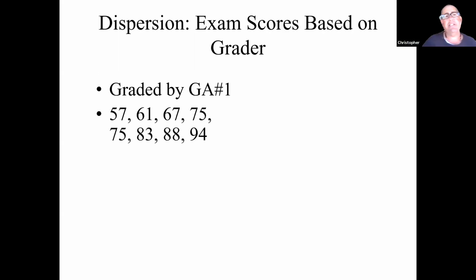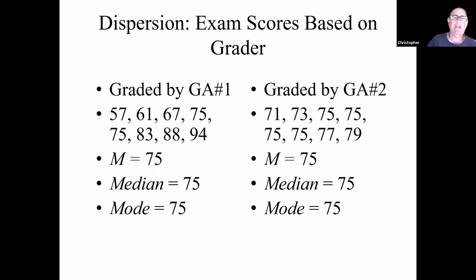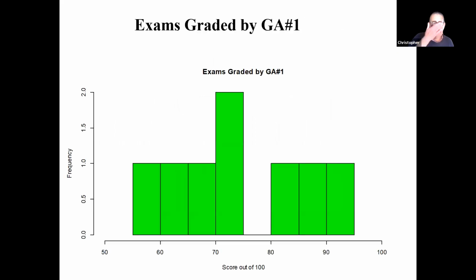So let's take a look at these two distributions again. Scores graded by the first graduate assistant and scores graded by the second graduate assistant had exactly the same mean, median, and mode. Problematically, we can see very clearly that these distributions of scores are different. If you look at the first GA, their scores ranged from 57 to 94. The second one had a much tighter range from 71 to 79. So we need to have a way to describe how spread out those scores are. And we'll see, we're going to get a measure that should be much bigger for the first GA versus the second GA. And we can see this graphically.